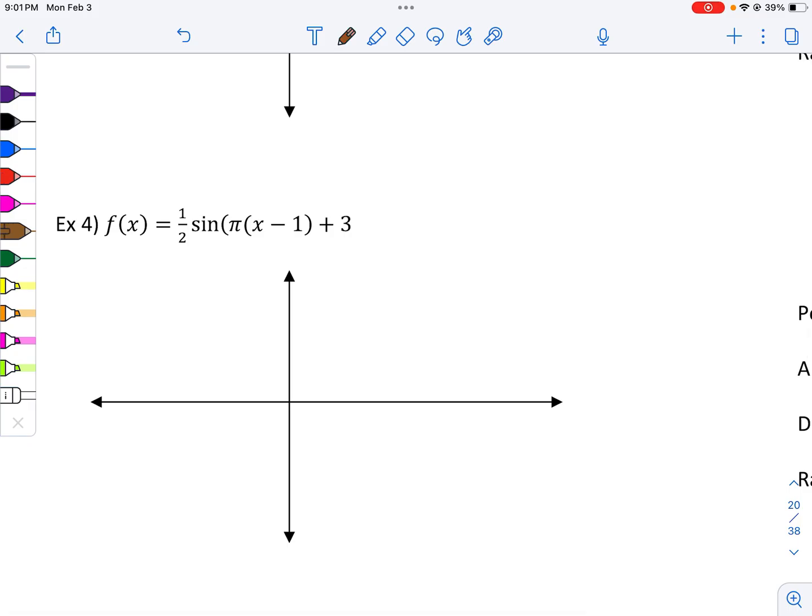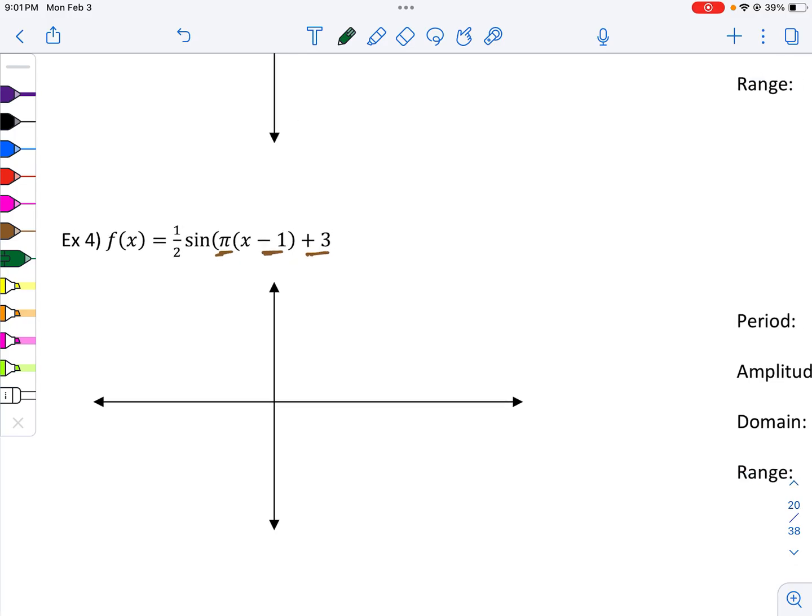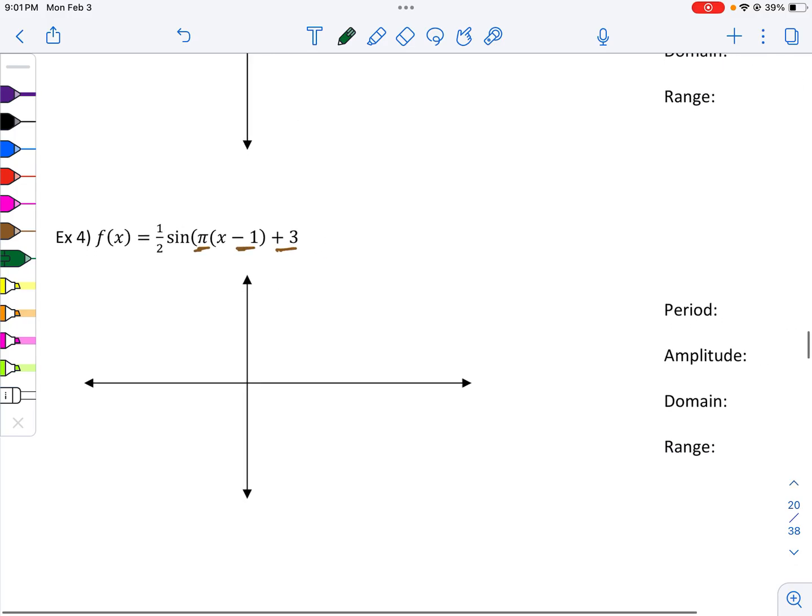All right, example 4 has a bunch of numbers there. We've got a 1/2 in front. We've got a pi as our b value this time. We've got a -1, and then a plus as our c value, and a +3 as our d value. So it doesn't matter if you do the x or the y values first. I'm going to go ahead and do the x values first. And we have a shift to the right of 1. So I know my graph is going to start somewhere here at about 1.